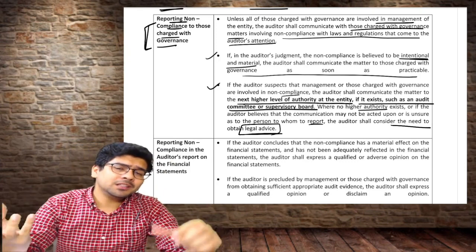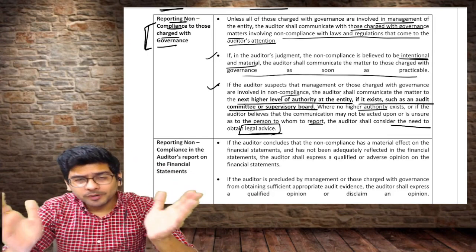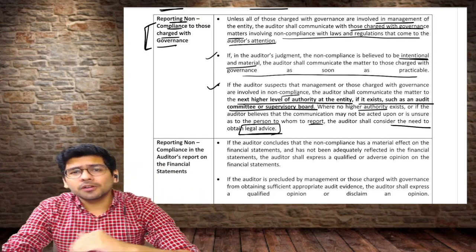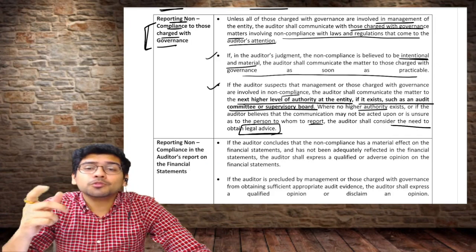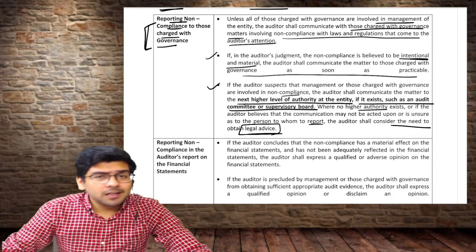Now, if a committee, like an audit committee, is not there in an organization, and the next higher authority is not present in the organization, then the auditor probably will have to think about whom he should be reporting to and whom he should be consulting. So he may seek to obtain legal advice there.